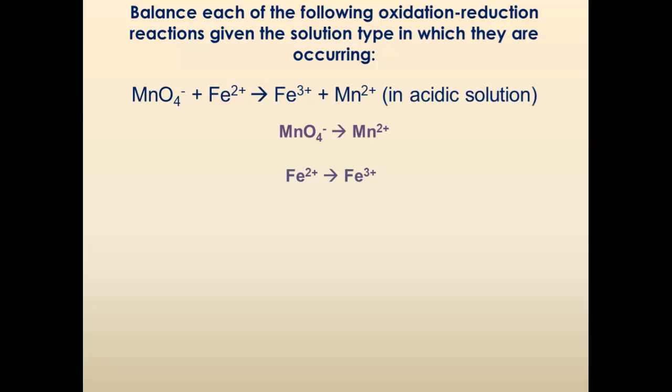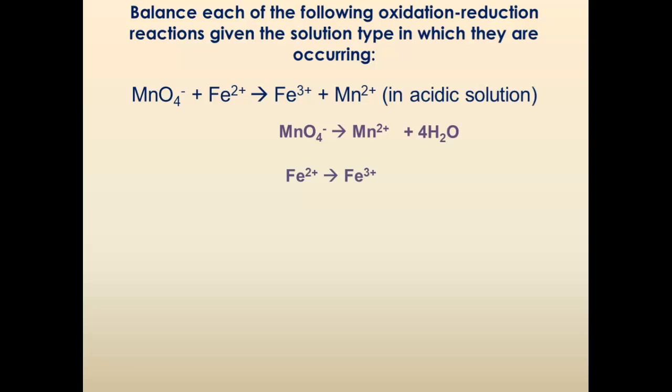First thing you always want to do is make sure your atoms are balanced. In the first half reaction, we have 1 Mn on both sides of the equation, but we have 4 O's on the reactants. Remember I said that you balance O's with water, so we're going to add 4 waters on the product side to get the same number of O's on both sides of the equation. That gives me additional hydrogens.